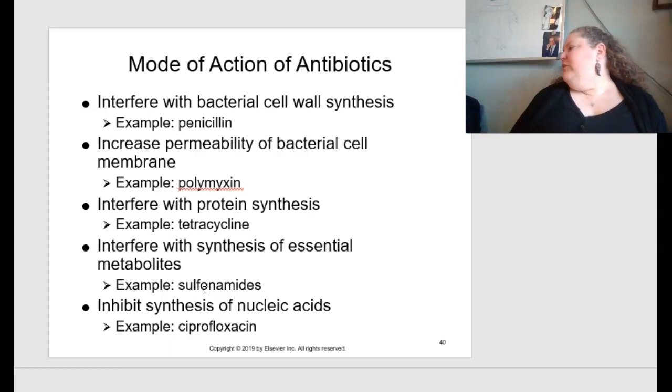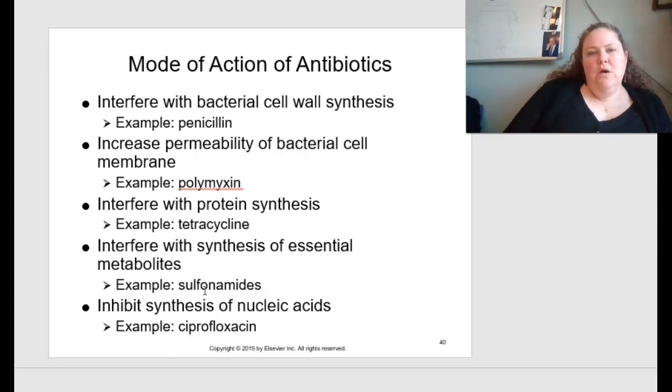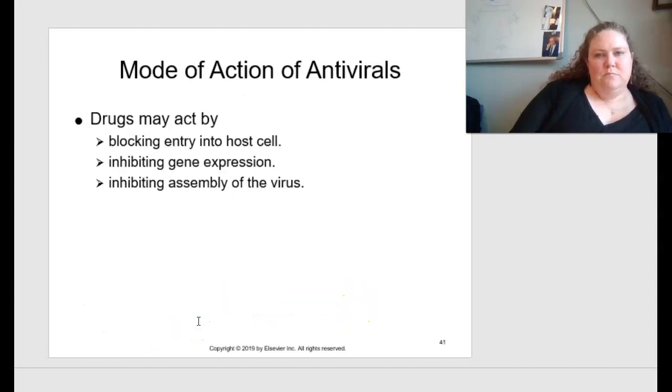So what about the mode of action of these different antibiotics? Well, they can interfere with bacterial cell wall synthesis. An example of that would be penicillin. This is kind of like the first figure that we just showed. You can also increase the permeability of the bacterial cell membrane. An example of this would be polymyxin. You can interfere with protein synthesis. An example of that would be tetracycline. You can interfere with the synthesis of essential metabolites, and an example of these drugs would be sulfonamides. Or you can inhibit the synthesis of nucleic acids. An example of this would be ciprofloxacin.